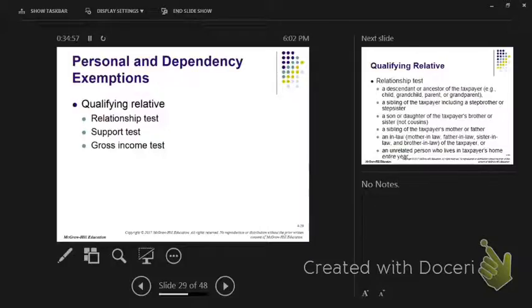So notice on a qualifying relative, we've got relationship, support, and gross income. Relatives don't have an age. So what we're talking about here is, can I claim a relative who's not a kid? What if I'm supporting my brother? If my older little brother is living in my house and I'm supporting him, at what point can I claim him as a dependent? Or, what we're going to see is my parents. Can you claim your parents? The answer, hopefully you already know, is yes. You can claim your parents as a dependent.